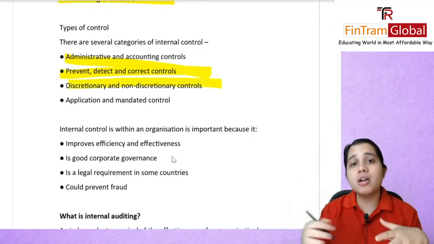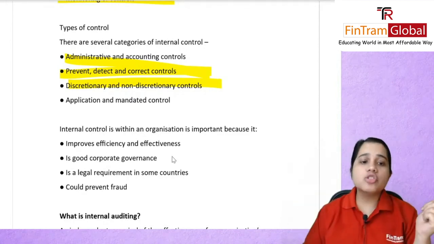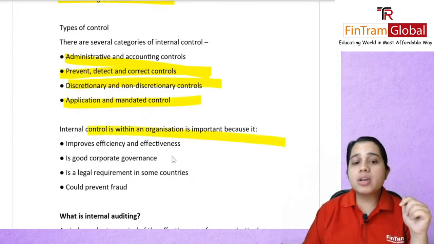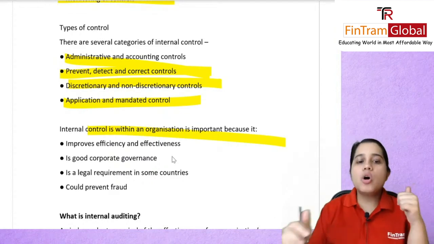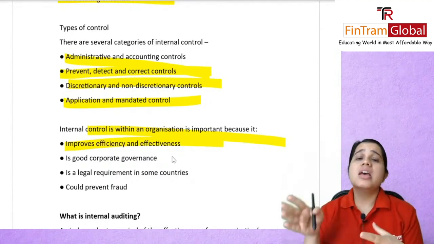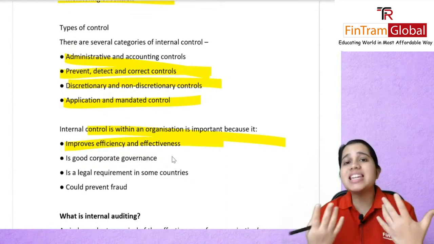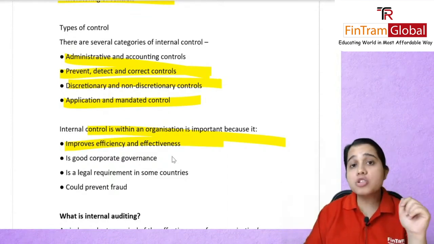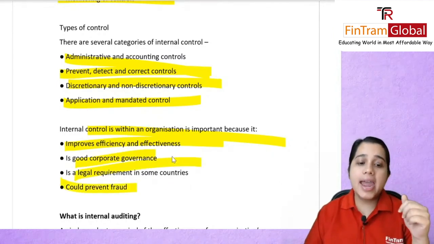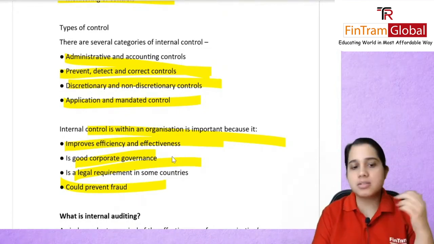You have discretionary and non-discretionary controls. Non-discretionary is something which will be there in the system as such; you can't really change it. And application and mandated controls. Internal control within an organization is important. Why? Because it will improve your efficiency and effectiveness. If you have good internal controls in place, the chances of fraud and error happening will be low. It is good for corporate governance, for many countries it is a legal requirement, and it can prevent fraud from happening in the very first place.